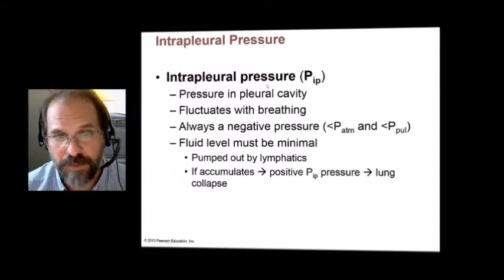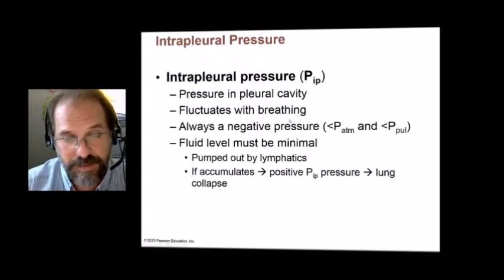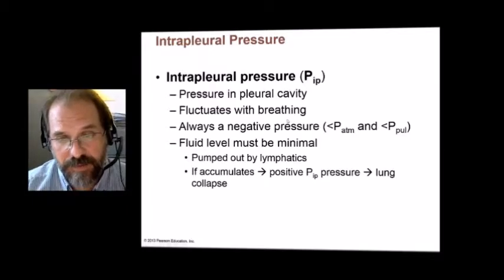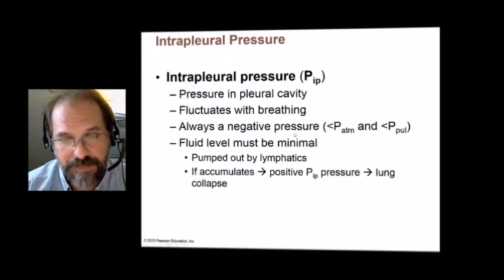Now that's different than intrapleural pressure. Intrapleural pressure is the pressure present in the pleural cavity. And if you remember, the pleural cavity is that tiny little space between the parietal and visceral pleural membranes surrounding each lung. Interestingly, this pressure must always remain slightly negative. So again, to reiterate, intrapleural means the pressure in the pleural cavity, the space between the parietal and visceral pleural membranes. It's a tiny little fluid-filled space.